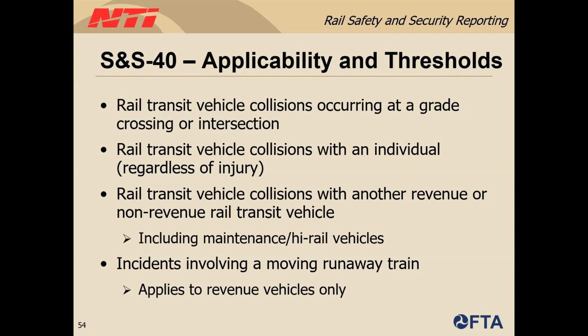A collision between a rail transit vehicle and a person, regardless of injury. A collision between a rail transit vehicle and another rail transit vehicle, which includes both revenue and non-revenue and maintenance vehicles. And any incident involving a runaway train. Runaway train does apply only to revenue vehicles, and it includes whether or not they were in service at the time.